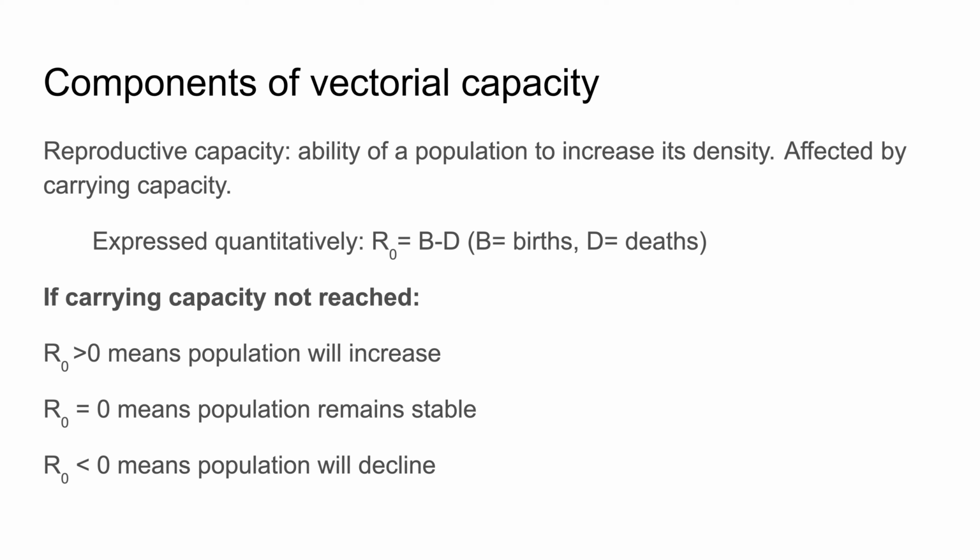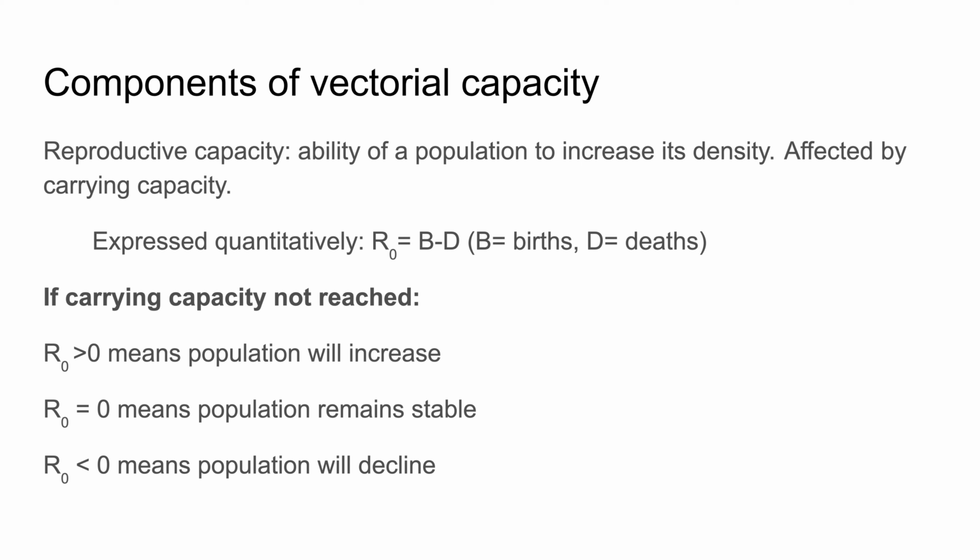If the carrying capacity of the vector population is not reached, we're going to have an R sub 0 value. If the R sub 0 value is greater than 0, then we know that the population is going to increase because we have not reached that reproductive capacity or carrying capacity. If R sub 0 equals 0, then the population is stable. We have an equal number of births and deaths.